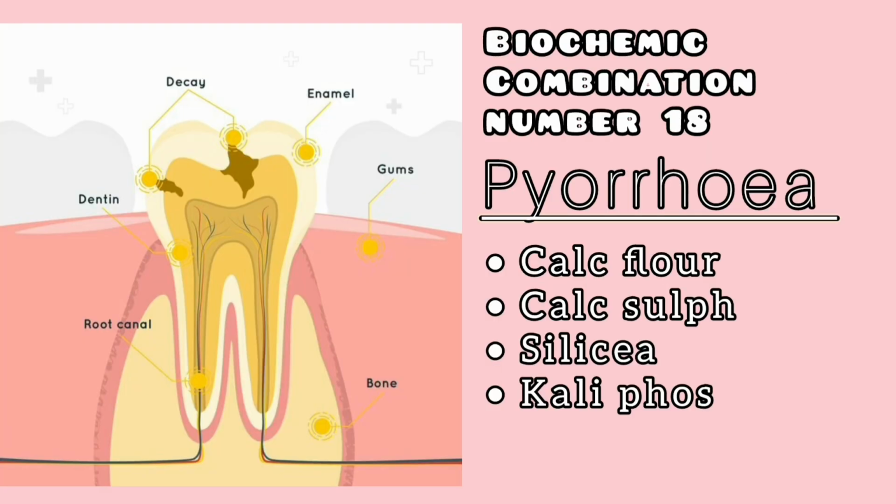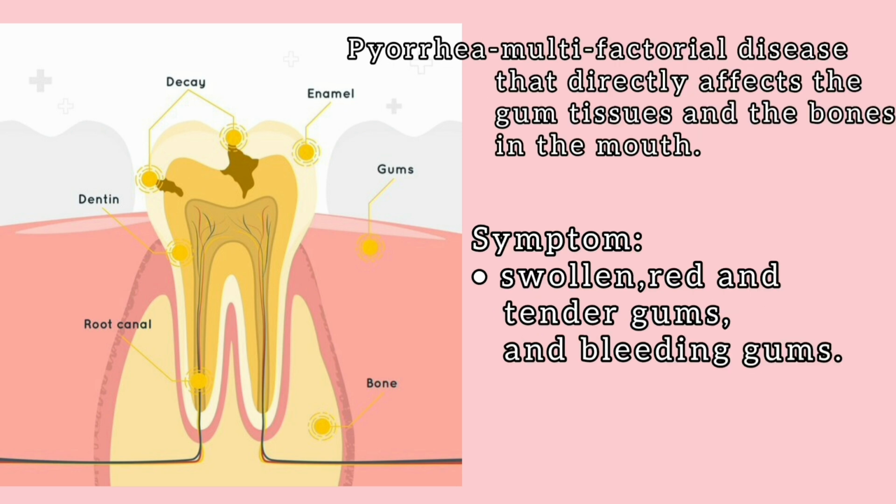Biochemic combination number 18, pyorrhea: Calcarea phos, Calcarea sulph, Silicea, Kali phos. Pyorrhea is a multifactorial disease that directly affects the gum tissue and the bones in the mouth. Symptoms include swollen, red, and tender gums and bleeding gums.